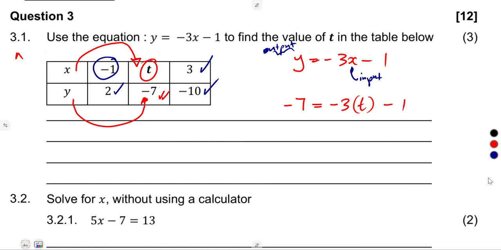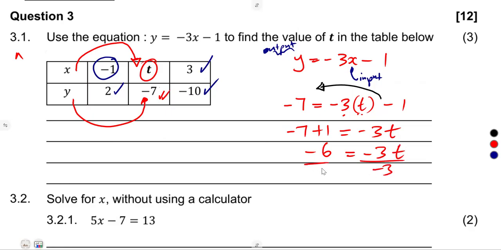That is what it means. So you substitute what y represents, -7, and what x represents at that moment, a t, as it is given there. So let's solve for t. -7, all right, here we can just take the -1 to the other side of the equation. That's -7 plus 1. The moment it crosses the equal sign, remember, it changes the sign. So it was going to be -7 plus 1 equal to -3 times t, which is -3t. So that's -7 plus 1, -6, which is equal to -3t.